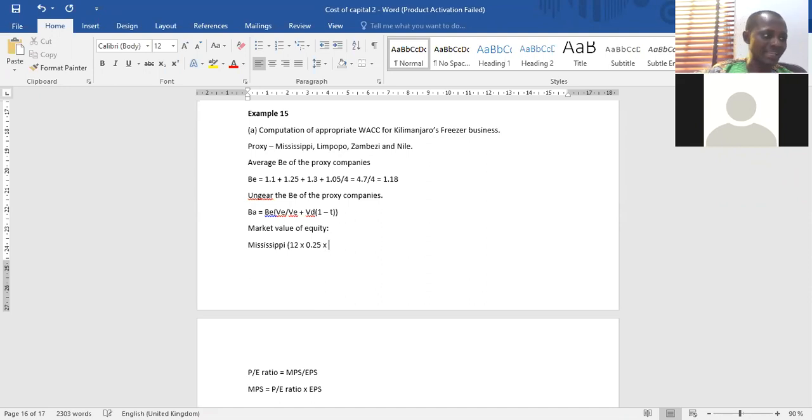Now, how many shares does it have? The shares is ordinary share of 4,000. And what is the nominal value per share? The nominal value per share for Mississippi is 25 kobo. So we're going to have 4,000 divided by 0.25. This will give me the total market value of Mississippi. So 4,000 divided by 0.25 times 0.25 times 12. That's 48,000.